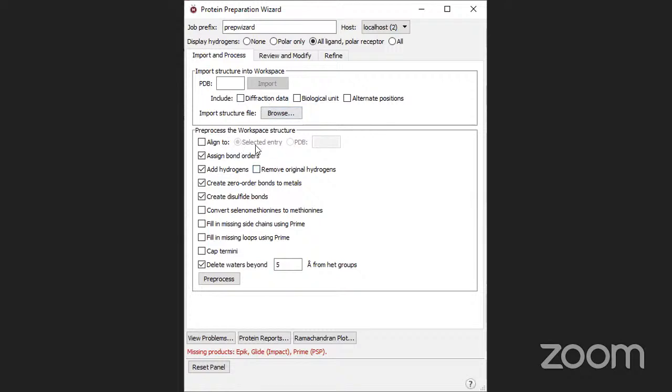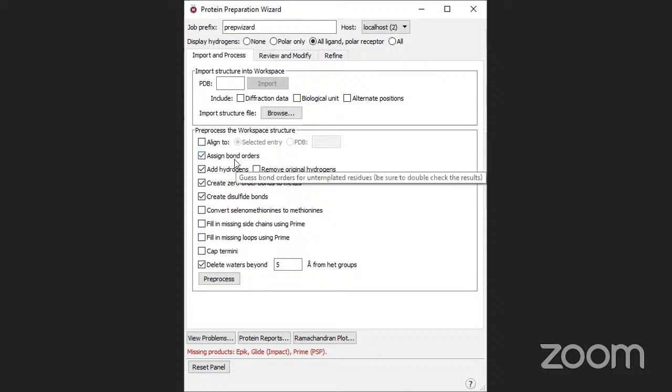Then here we can see a number of options: assign bond orders, add hydrogens, create zero order bonds to metals, create disulfide bonds, convert selenomethionines to methionines, fill in missing side chains using Prime, fill in missing loops using Prime, cap termini, and delete waters beyond 5 Angstrom units. We'll explain the importance of all these parameters.